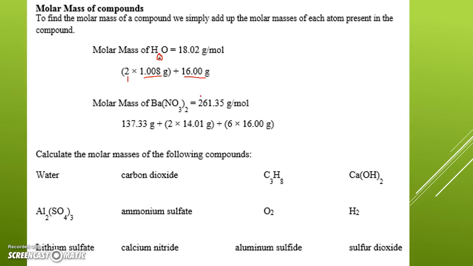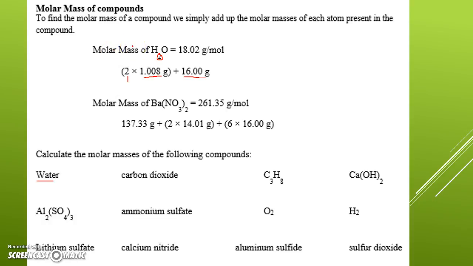For the molar mass of this compound right here, barium nitrate, essentially what you would do is add up everything involved using the periodic table, and you would get your total molar mass of 261.35 grams per mole. So water, there's another example just for you to try on your own, but that is the one that we did up here.